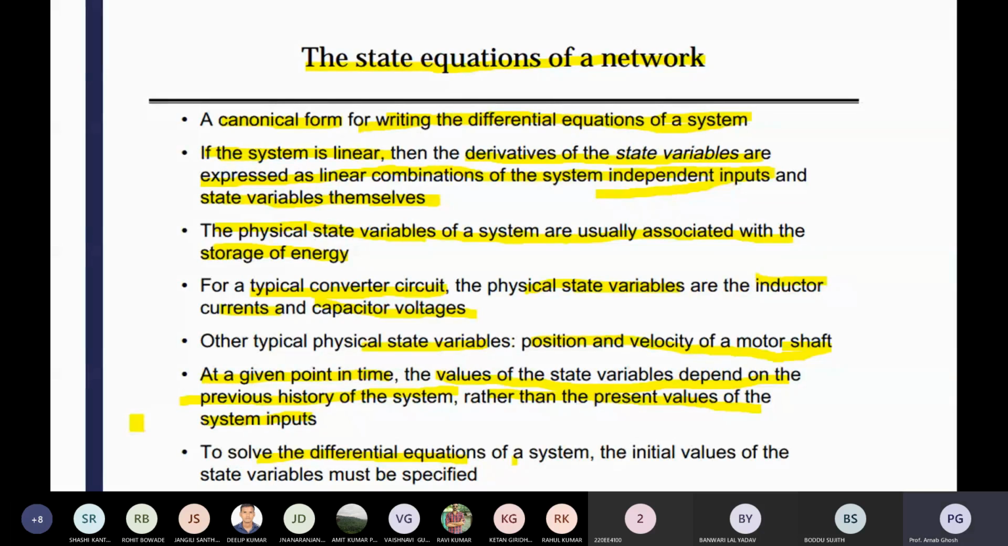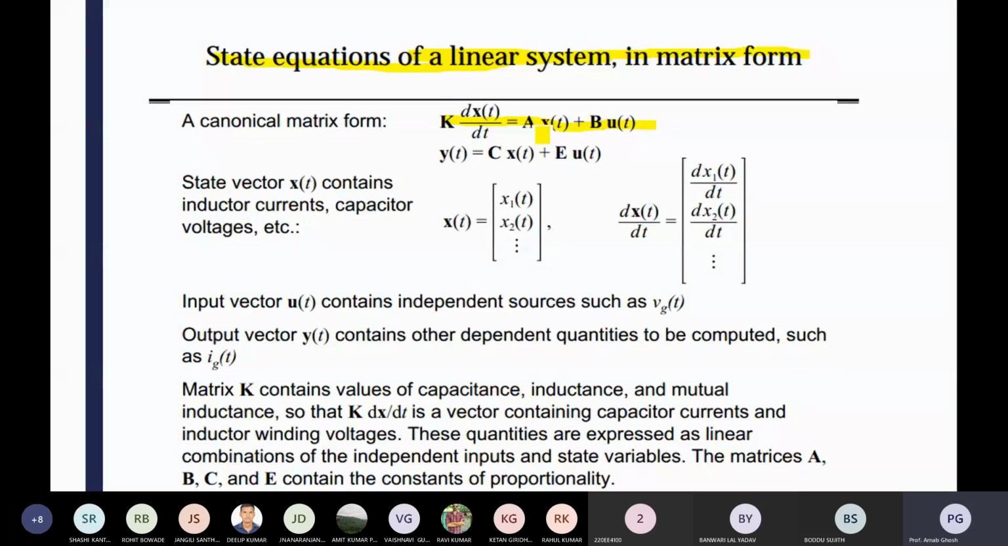Here we are taking some examples, like the state equation for a linear system in matrix form. You know that formula: K dx/dt = Ax + Bu. And y is your output equation in a canonical matrix form. So you know that specification.